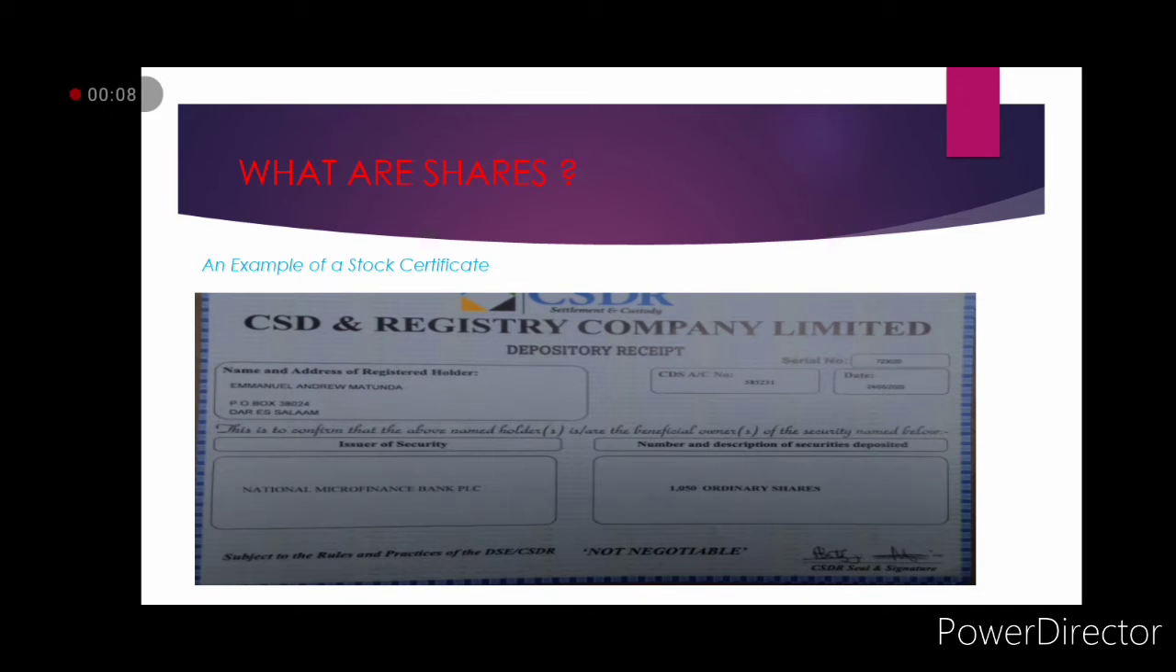You can see right here, it has particular details such as your name and address, the name and address of a registered holder. There is the CDS account number. Basically, a CDS account number is an investment account that shows you the quantity of shares you own in several different companies, as well as the capital you've invested in bonds. So then there is date. Date is as far as when this certificate has been made. There's issue of security. So then issue of security is basically the company of which you've invested in. And then there's the number and description of security deposited. So then that typically shows you the number of shares you have and the type of shares that they are. So then moving on to the types of shares.